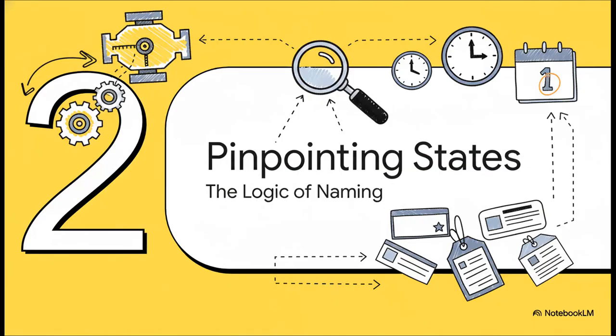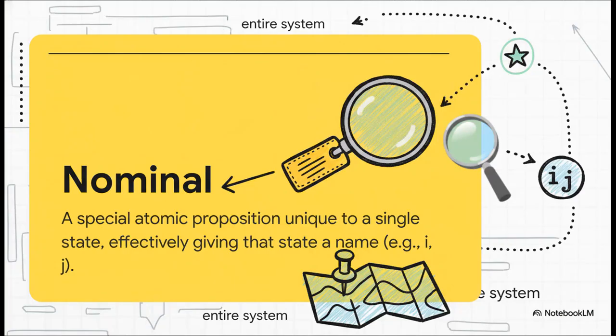Okay, so we have an engine that understands recursion. That's great, but what if we need to talk about a very specific moment in a system's life, a single point in time? Well, for that, we need a way to give those moments a name. And that is exactly what nominals do. A nominal is basically a special label that is true at one and only one unique state in the entire system.